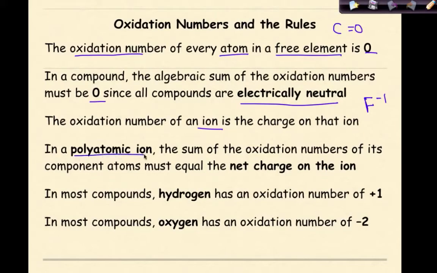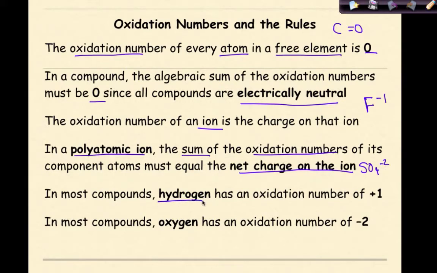In a polyatomic ion, the sum of the oxidation numbers of its component atoms must equal the net charge on the ion. So again, we'll look at this a little bit when we do some examples in a second, but if I took the polyatomic sulfate, for example, SO4 2-, then that whole ion, if I was to figure out the charge on sulfur and oxygen, and I put them together looking at the number of elements involved in the polyatomic, they would have to equal an overall charge of -2 and not 0.